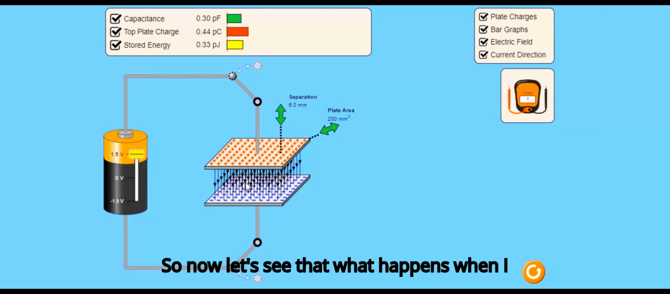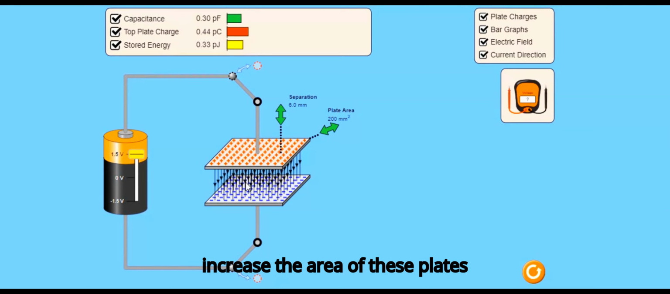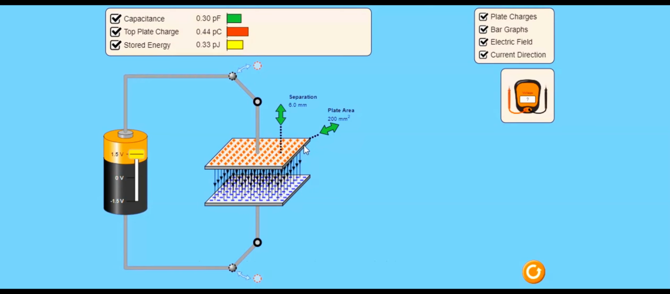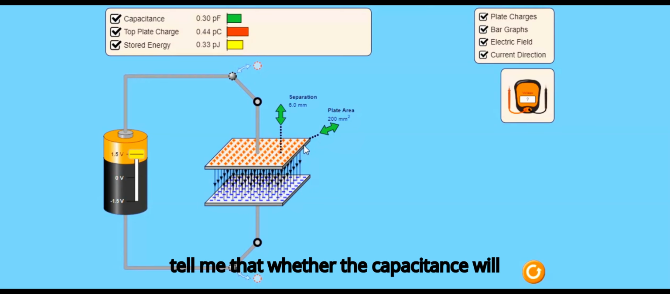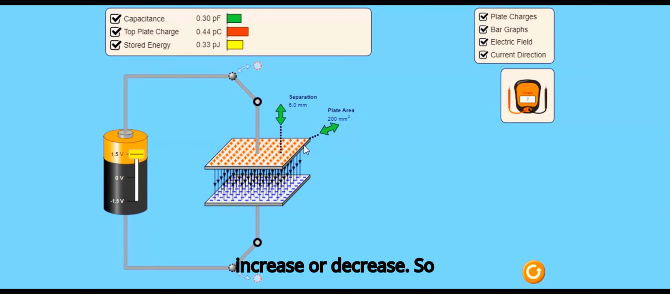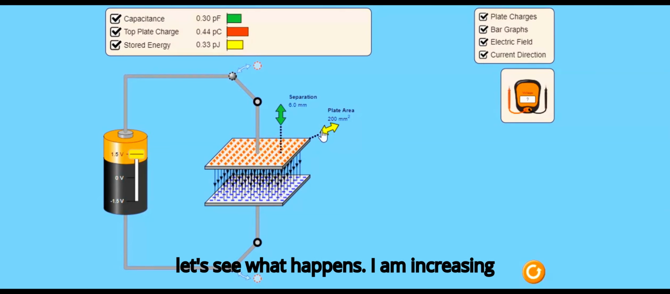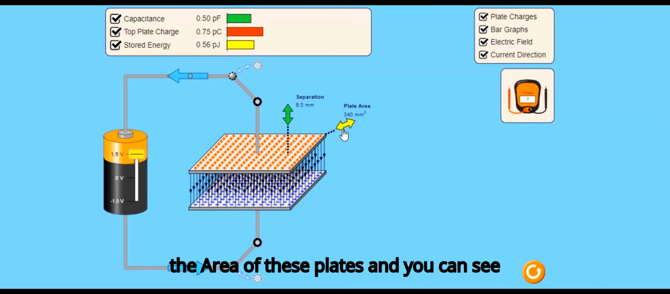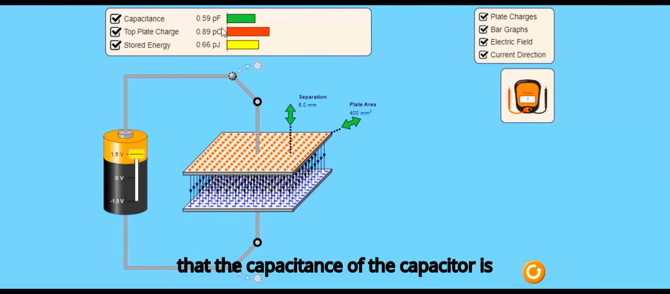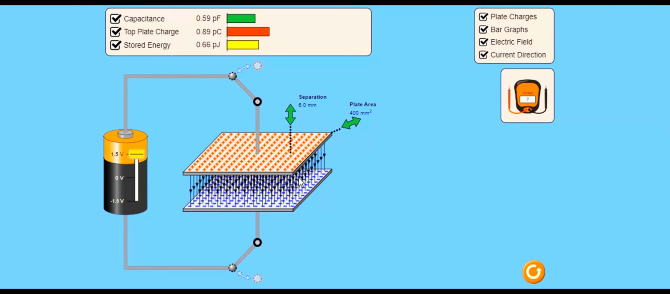Now let's see what happens when I increase the area of these plates. Tell me whether the capacitance will increase or decrease. Let's see what happens. I am increasing the area of these plates, and you can see that the capacitance of the capacitor is increased, because the charges are increased on both plates and the electric field is also increased, and definitely the capacitance of this capacitor is increased.